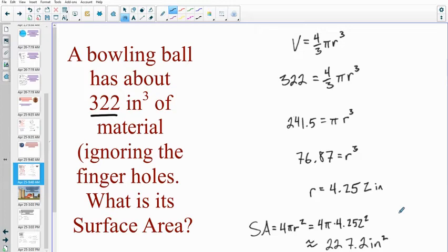And then the rest of this is just algebra. To get rid of the 4/3, I multiplied by 3/4. Dividing by a fraction is the same as multiplying by the reciprocal. And so to undo multiplying by 4 and dividing by 3, I multiply by 3 and divide by 4. So that's where the 241.5 came from. And then I divided both sides by pi to get to 76.87.